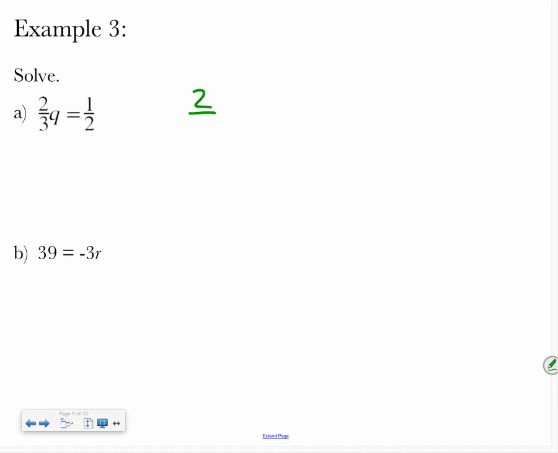Okay, so if we have 2/3 q equals 1/2, again, I'm going to tee it up. Before, if we had addition, we did subtraction. If we had subtraction, we did addition to undo it. Multiplication undoes division, and division undoes multiplication. So here you can see 2/3 is being multiplied with q. To undo that, we are going to divide. Okay, so we want to divide by 2/3.